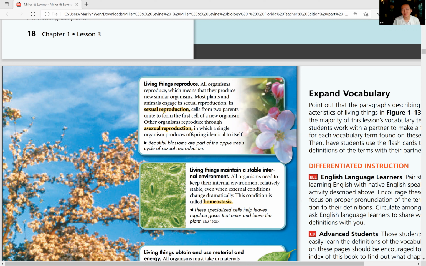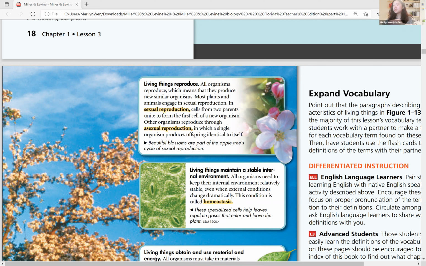The sexual one is like they'll have parents. A simple example is my father and my mother, the man and woman. And what is asexual? Asexual is like they don't have parents. Their parents are basically the same as themselves. Right here it says that a single organism provides offspring identical to itself.